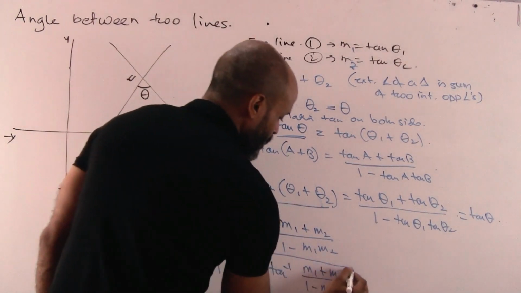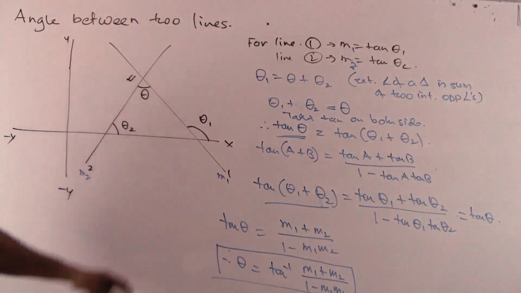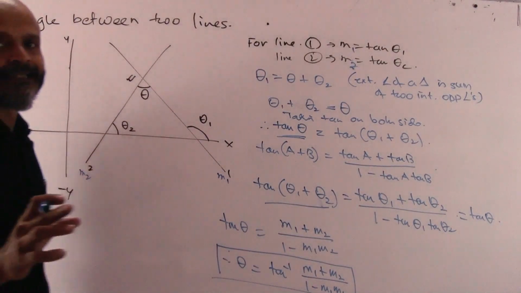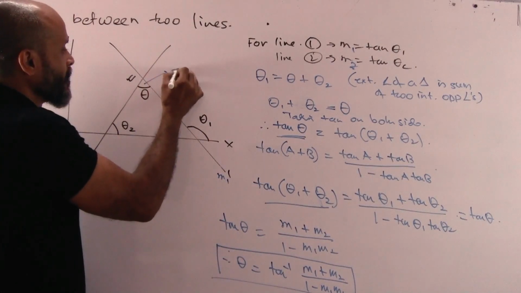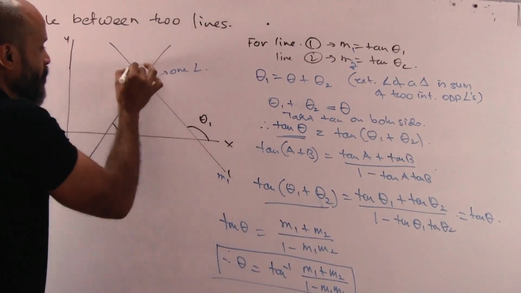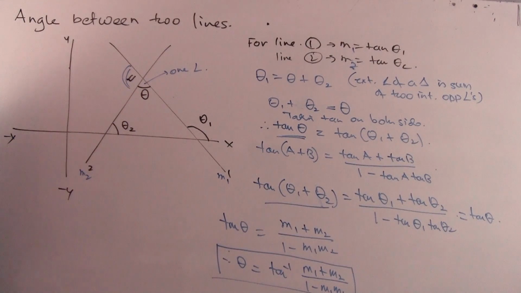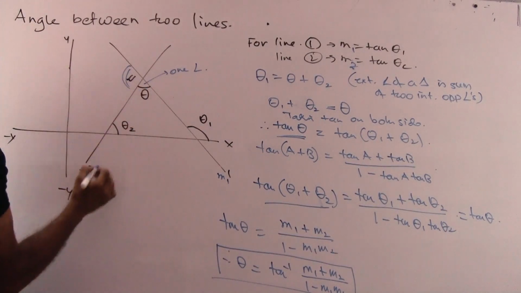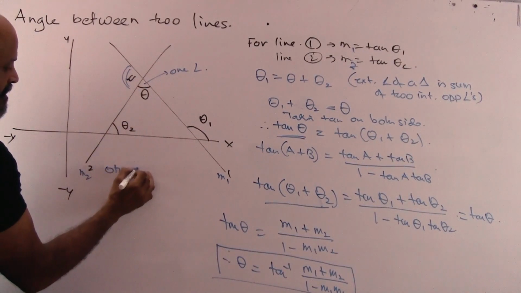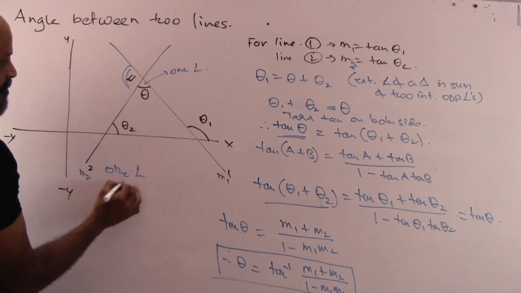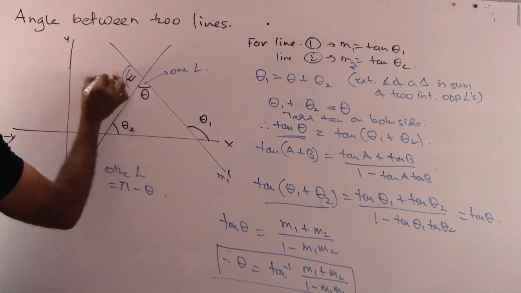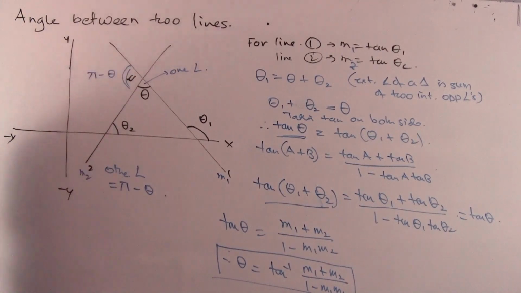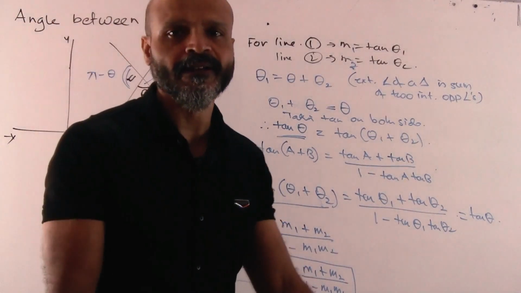Okay. Is this all? No. When we are talking about the angle between two lines, obviously this happens to be one angle. But what about this? This also is an angle. The other angle will be equal to 180 minus theta, that is, pi minus theta. Basically, these are supplementary angles.